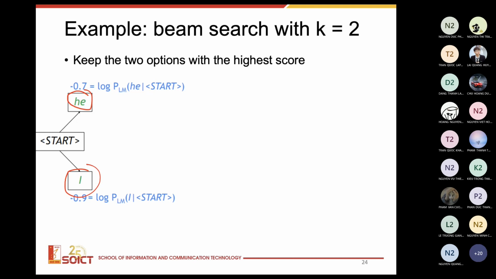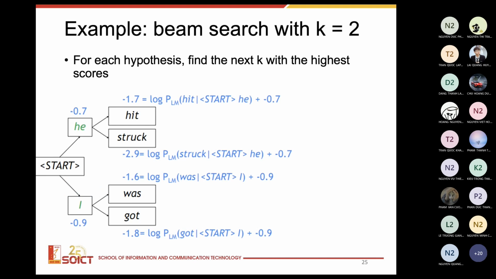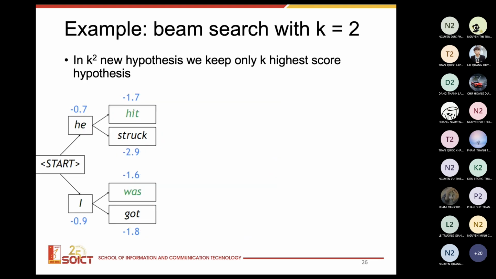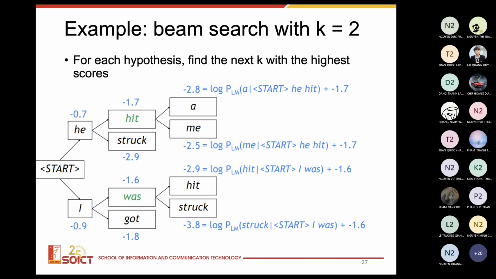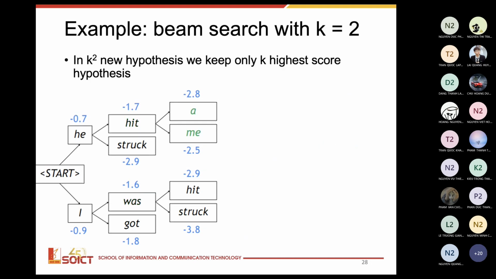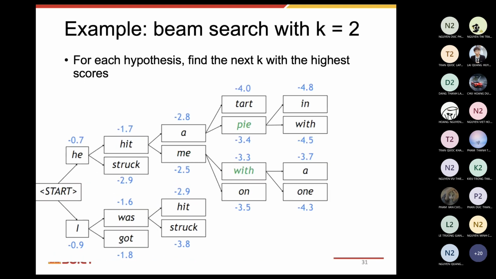So we don't evaluate all of the probabilities. From each hypothesis, we find the next cases with the highest score. For every hypothesis, we have another two highest scores, and now we have 4 hypotheses, and we again keep only the K highest. So we keep "he hit" and "I was". Then for each hypothesis we go on to find the next K with the highest score, and from those K squared new hypotheses, we keep only the K highest scores again. And then we go on.